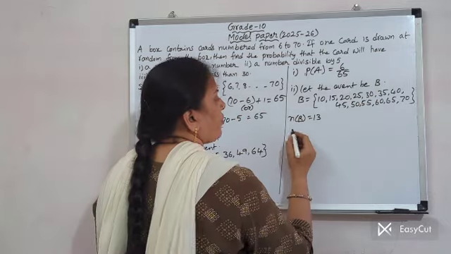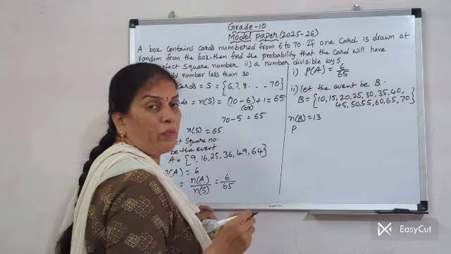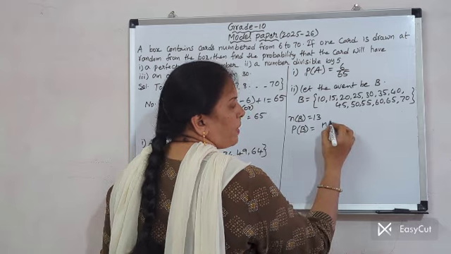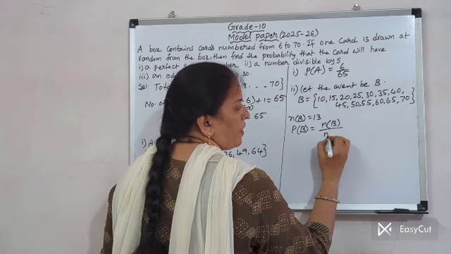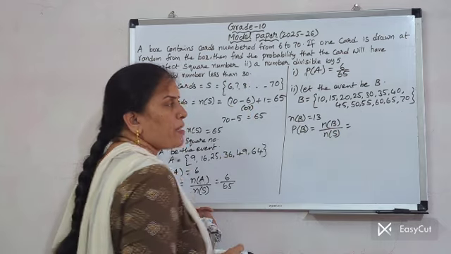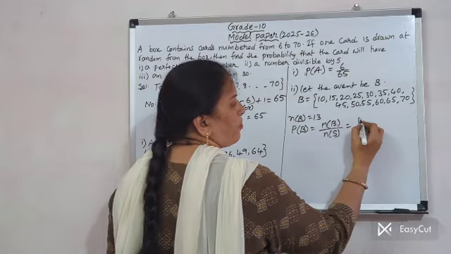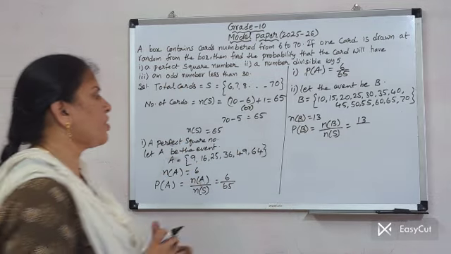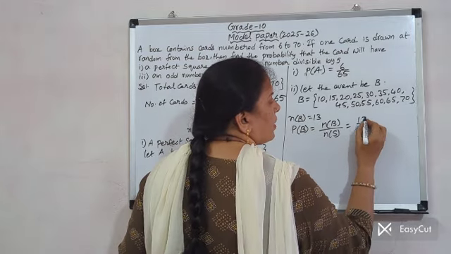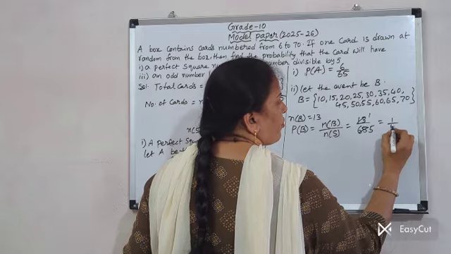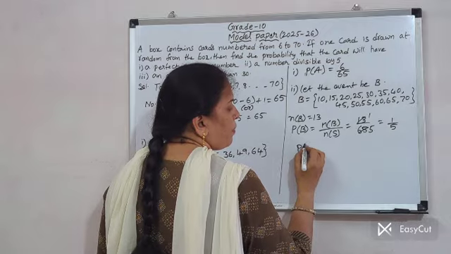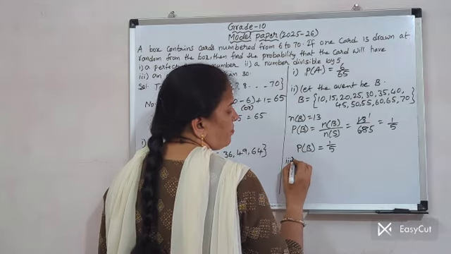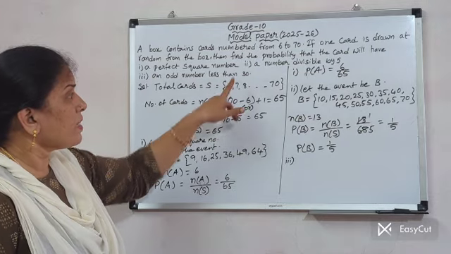Now the probability of numbers divisible by 5. P of B is equal to n of B by n of S. n of B is 13, and n of S is 65. 13 ones are 13, 13 fives are 65. So P of B is equal to 1 by 5. Third question. Understood? What is the third question?